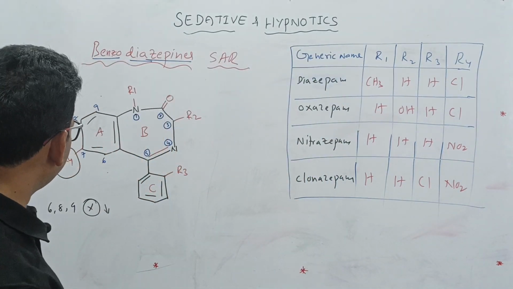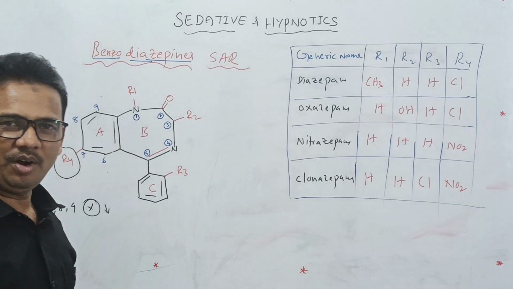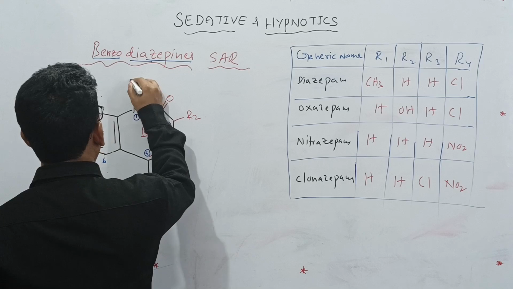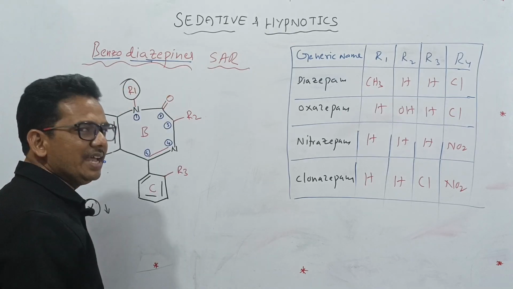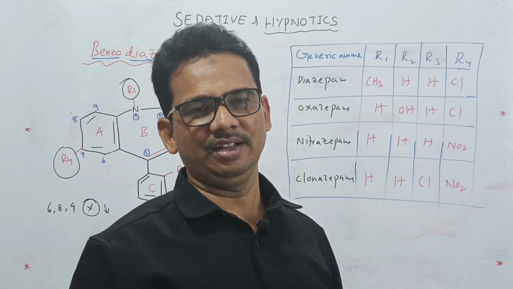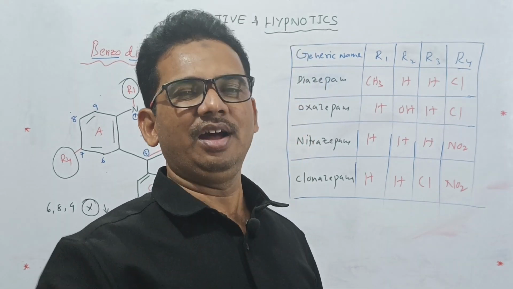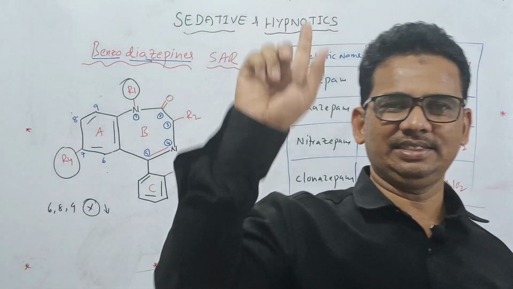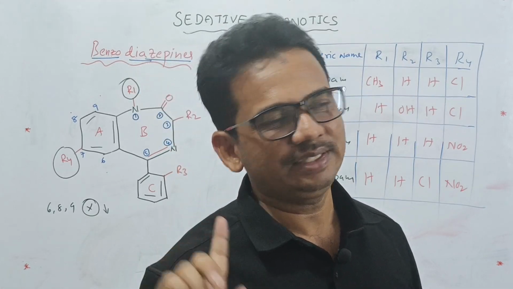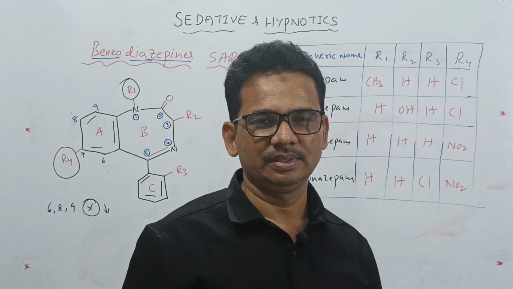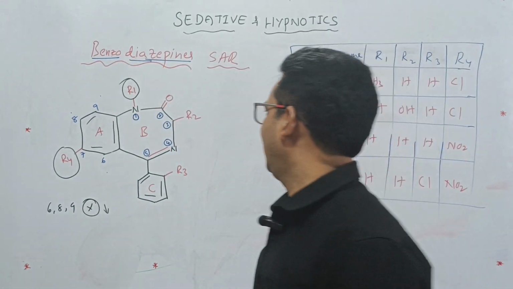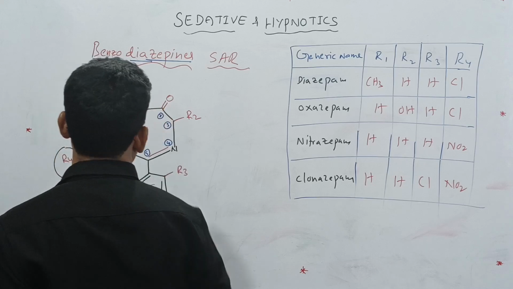Then next you can see ring B, a very important part in this benzodiazepine. In ring B, R1 should always be an alkyl or aryl alkyl group, like methyl, which always increases the activity. For example, in diazepam, a methyl group is there at the R1 position. The activity will increase.